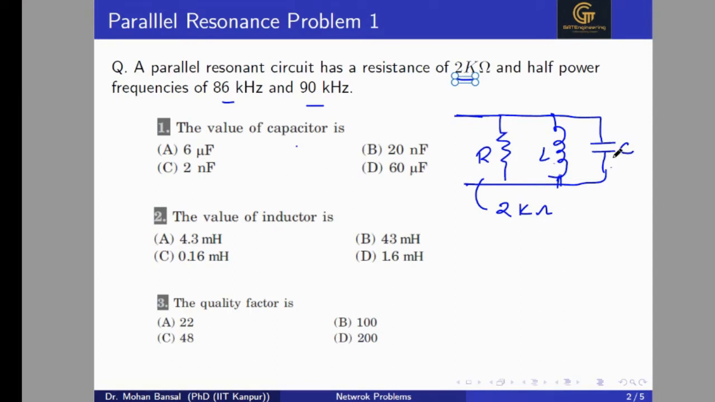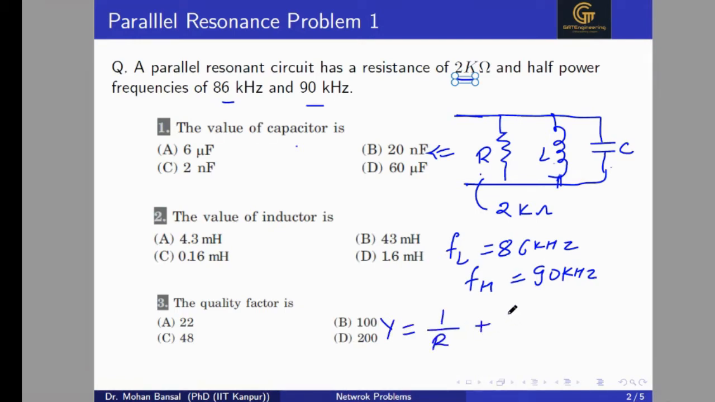Along with the R, we have been given some other parameters: one is FL, 86 kilohertz, and another one is FH, that is 90 kilohertz. So we first understand what is the use of these parameters, FL and FH. If we compute the admittance of this circuit, we will get Y is equal to 1 divided by R plus 1 divided by j omega L plus j omega C.